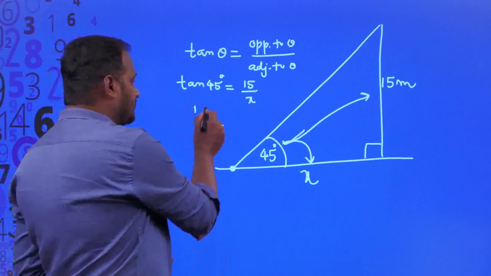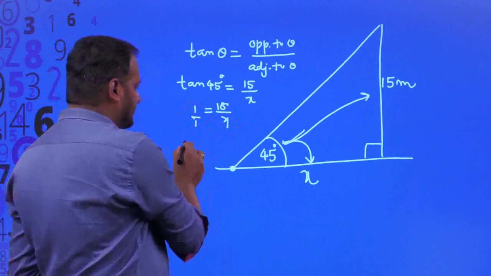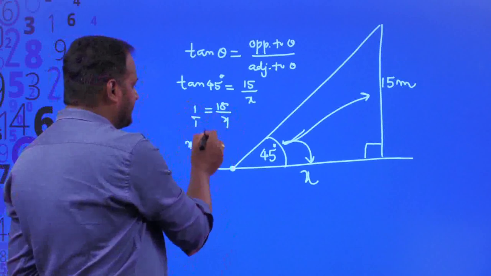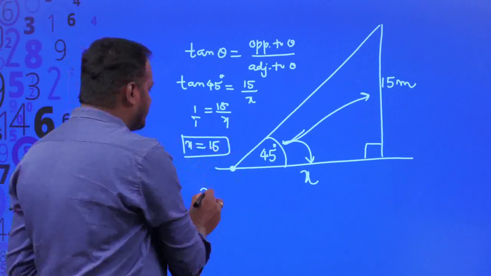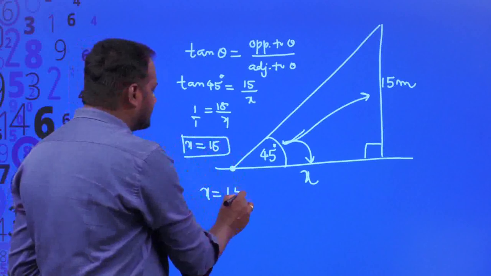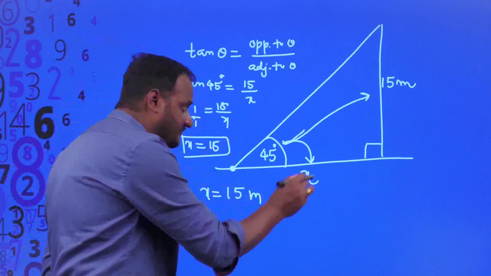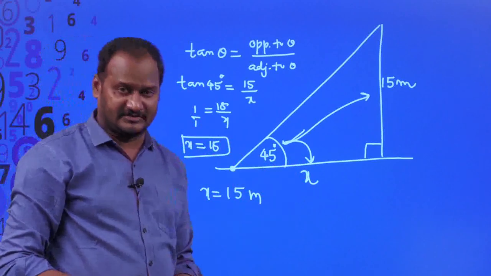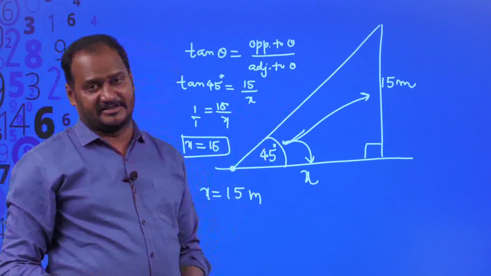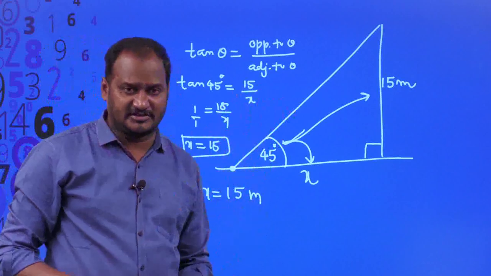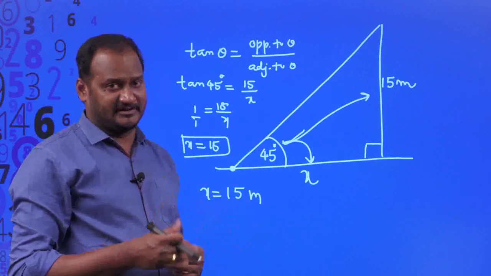So, 1 is equal to 15 divided by x. Then by cross multiplication, x into 1 is x, and 15 into 1 is 15. So, what does this mean? x is equal to 15 means he is at a distance of 15 meters from the foot of the telephone tower. So, this is one of the uses of trigonometric ratios. Of course, there are a lot more uses of trigonometric ratios. Everything we will discuss one by one.